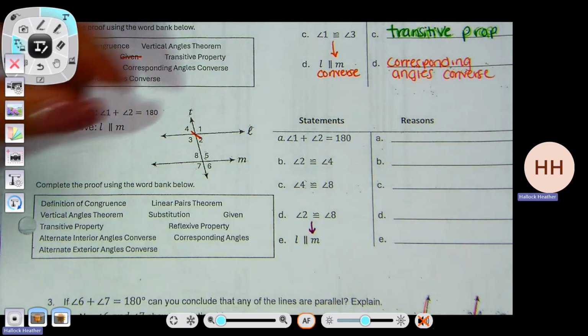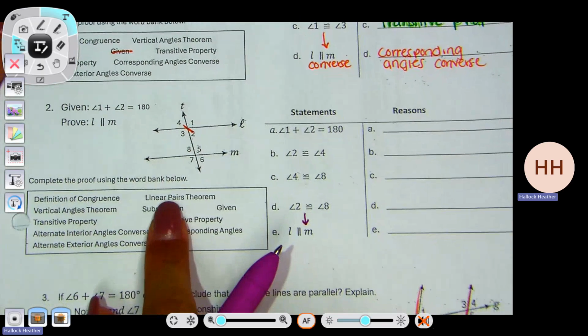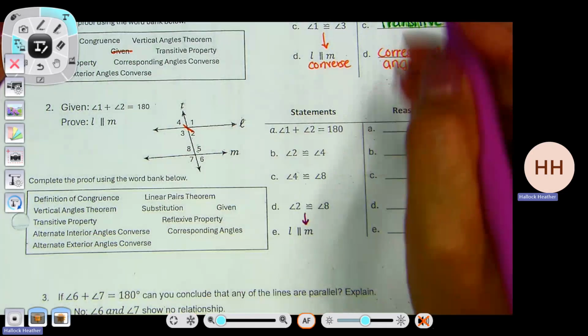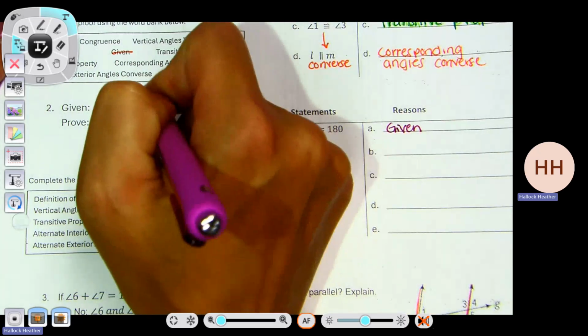Okay, what's step 1? Given. Good. A lot of people will put linear pairs because technically 1 and 2 do add to make 180, and that literally is what it means. But it's not linear pairs. It is given because it's literally given here.